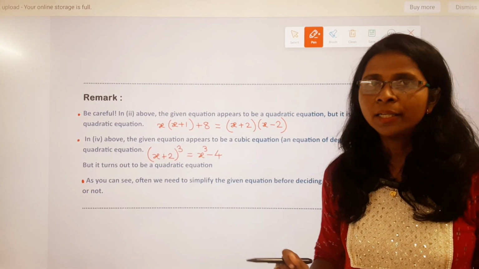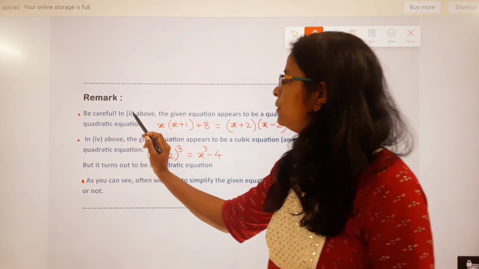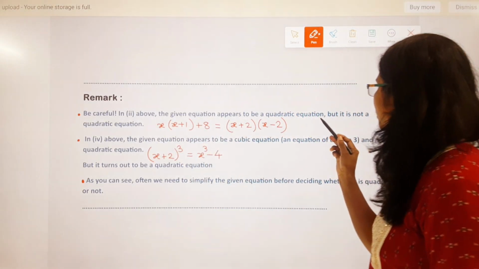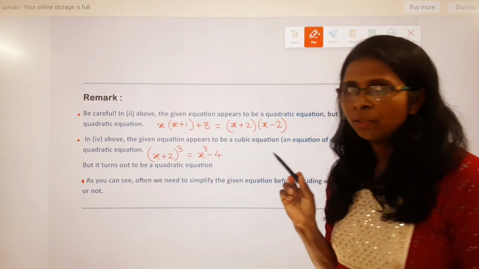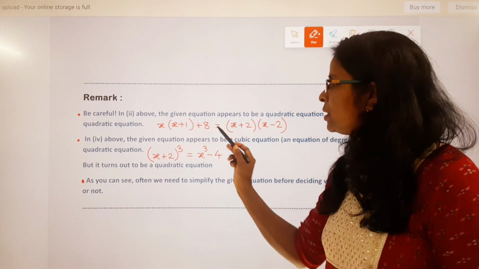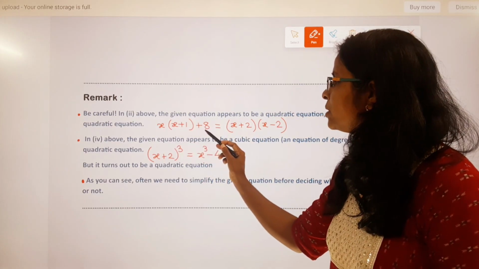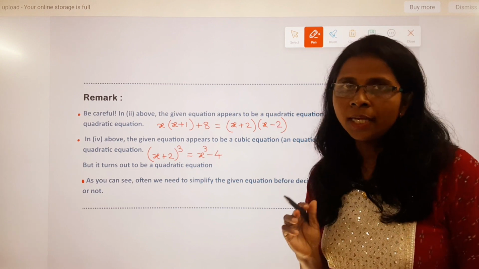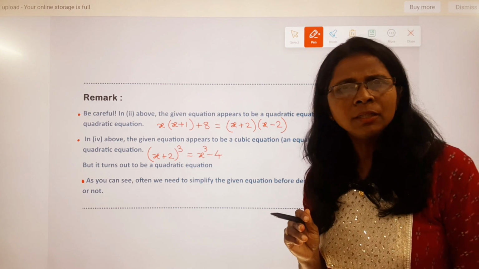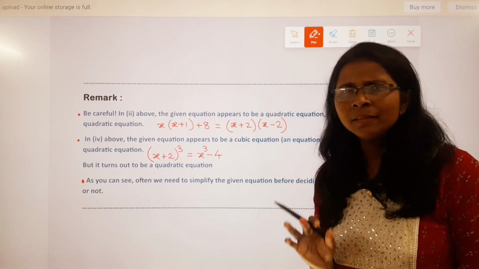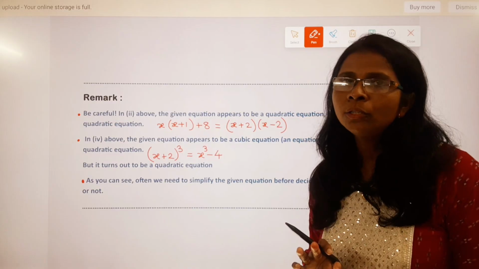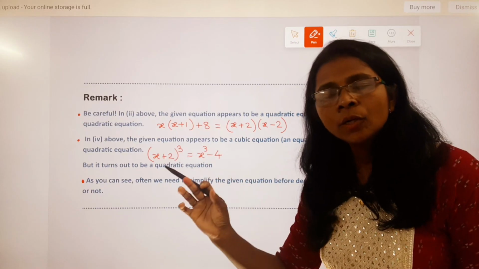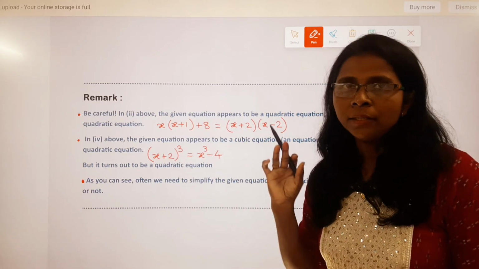Students, see the remark carefully. Be careful. In example 2 above, the given equation appears to be a quadratic equation, but it is not a quadratic equation. Which one is the second example? x multiplied by (x plus 1) plus 8 is equal to (x plus 2) in the first bracket, (x minus 2) in the second bracket. After observing this, we may say that it is a quadratic equation, but it is not. So see carefully, first solve it and then your conclusion can be written down.